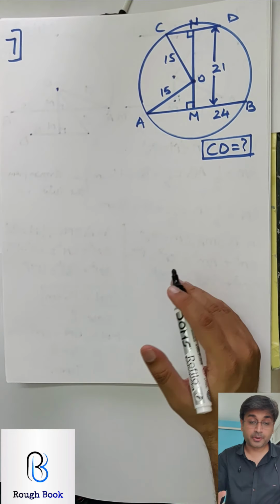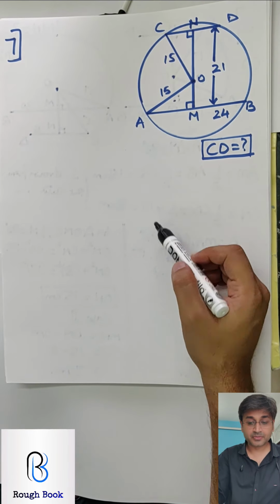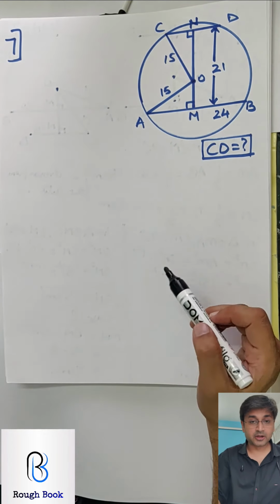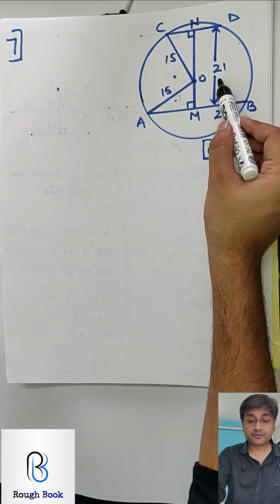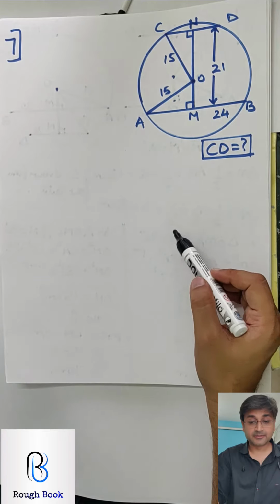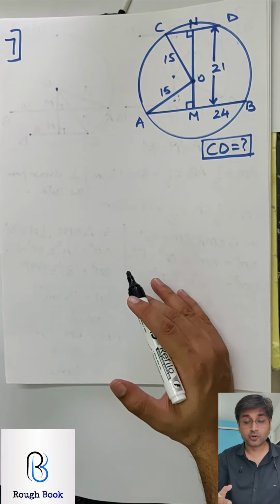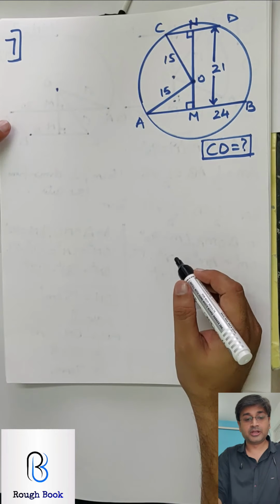So how are your parts going to be? Part 1, first say AM half of AB, then apply Pythagoras and get OM. Subtract OM from 21, get ON. Again apply Pythagoras, get CN, and double CN to get CD. So lots of parts, lot of flow. Don't worry, gradually you will be able to pick up.